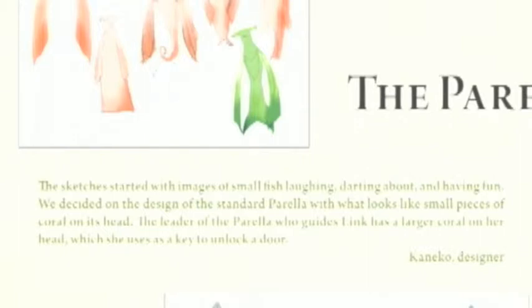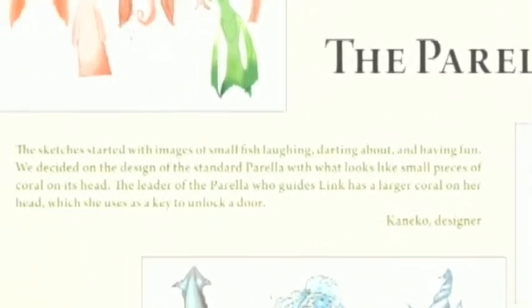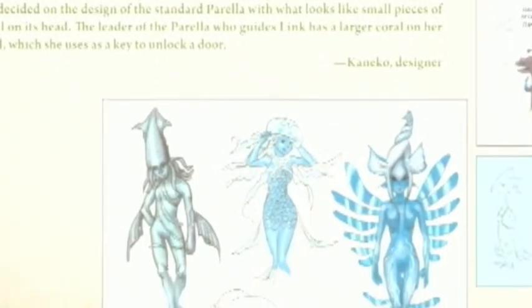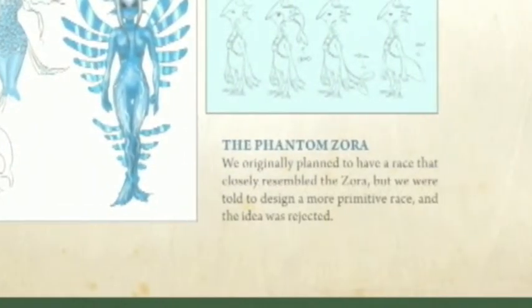I was at Comic-Con. But moving on, the Perella, after early versions of the Zora, I'm guessing. The sketches started with images of small fish laughing, darting about, and having fun. We decided on the design of the standard Perella with what looks like small pieces of coral on its head. Ooh, fancy. The leader of the Perella, who guides Link, has a larger coral on her head, which she uses as a key to unlock the door. Yes, indeedy. Kaneko, designer.